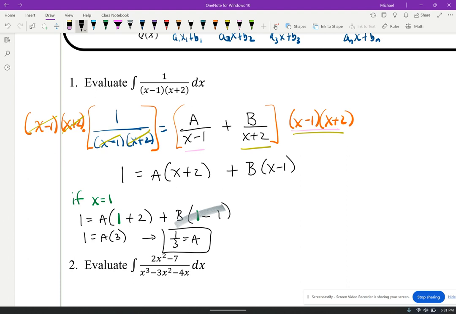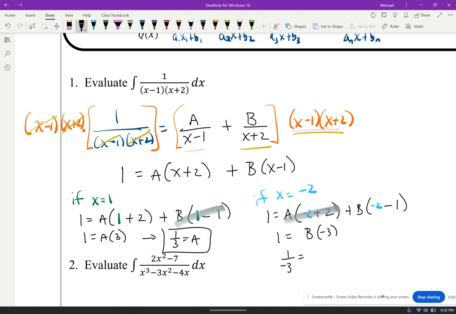But that's because I used this value. What if I use another value like x equals -2? Then I'm going to have 1 equals a times -2 plus 2, and then let me put the -2 in here, plus b times -2 minus 1, and I'll put the -2 in here. Well, this part is going to cancel out because that plus that is 0 times a, all of that's gone. And so I'm left with 1 equals b times -2 minus 1, that's -3. And if I divide both sides by -3, I'm going to get that the b value is -1/3.